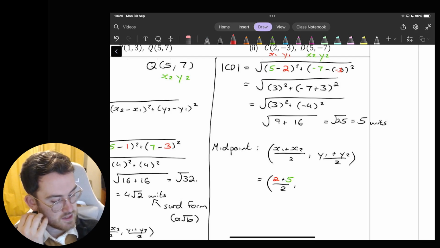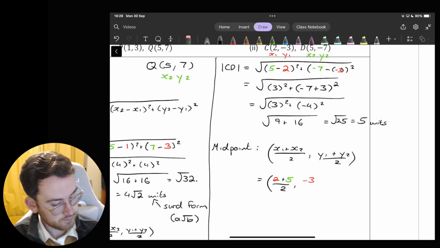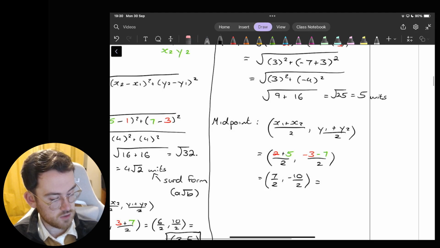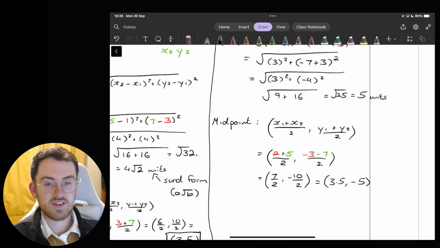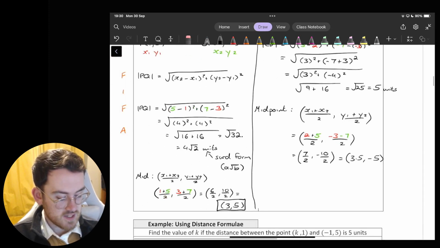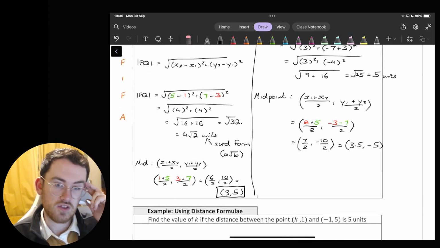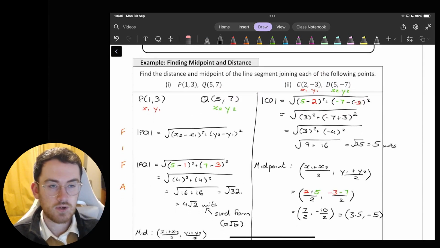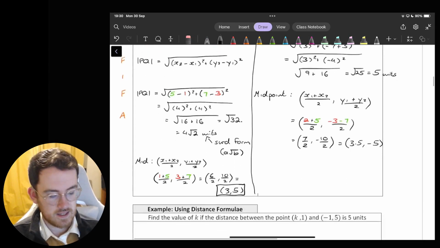So minus 3 minus 7 over 2. So that's 7 over 2 and minus 10 over 2, which I can break down, if I wanted to write in decimals, as 3.5 and minus 5 there as my midpoint. So we've successfully worked out distance and midpoint for the two sets of coordinates that were given there. We can see, just using our formula and subbing the points in, that the first step of labeling our points correctly is the key step to start us off.